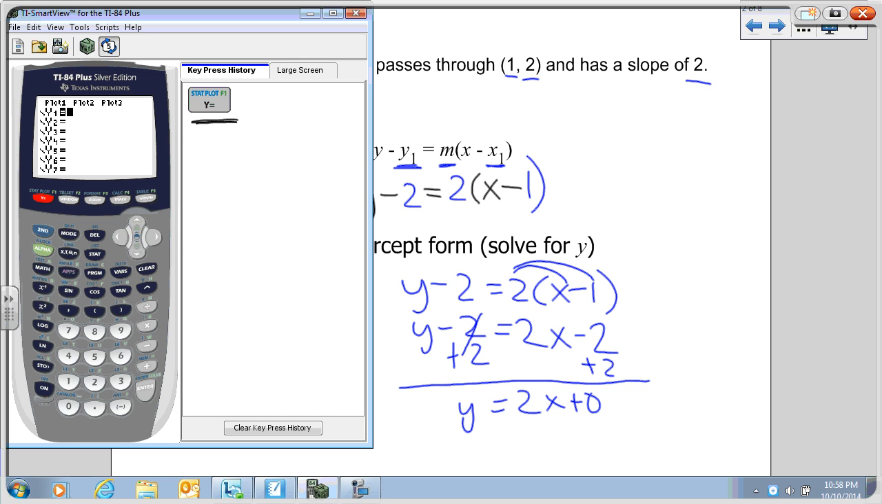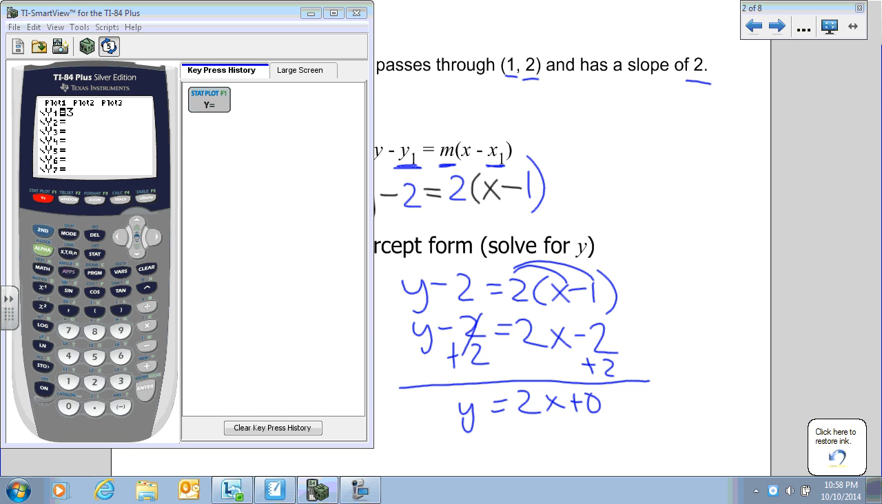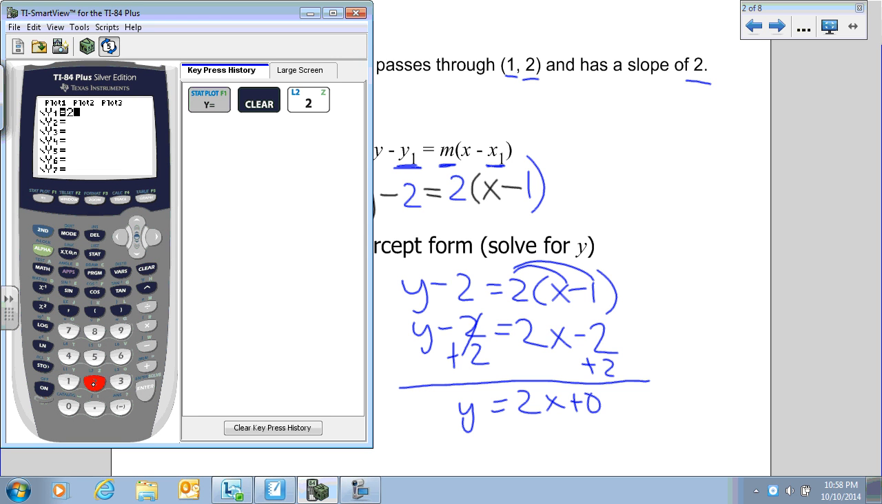They're right here, guys. Write those down. Y equals. Write that down on your paper if you're afraid you'll forget what to do. We're going to go y equals, clear out anything that's there, and then type in 2x. If you wanted to put 2x plus 0, that's fine. It's going to give you the same equation.